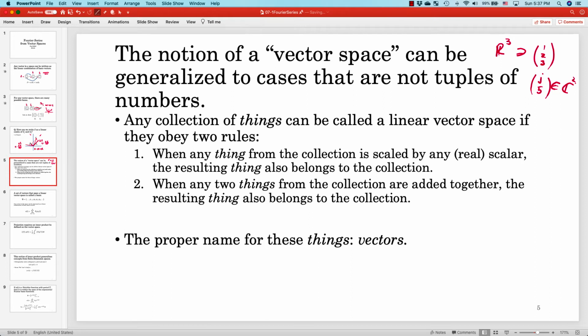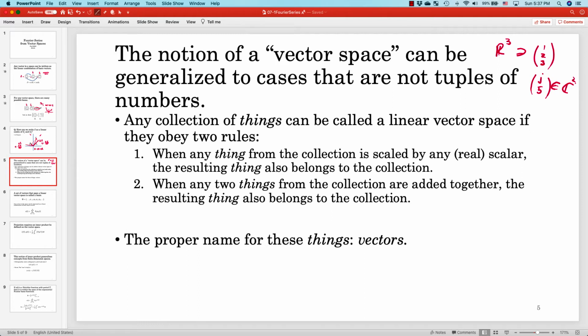And that's fine because there are notions of addition for these vectors, and there are notions of scalar multiplication for these vectors. But my point on this slide is that any collection of stuff or any collection of things can be a linear vector space if it obeys these two simple rules. So these are the only two rules in order to call a collection of things a vector space.